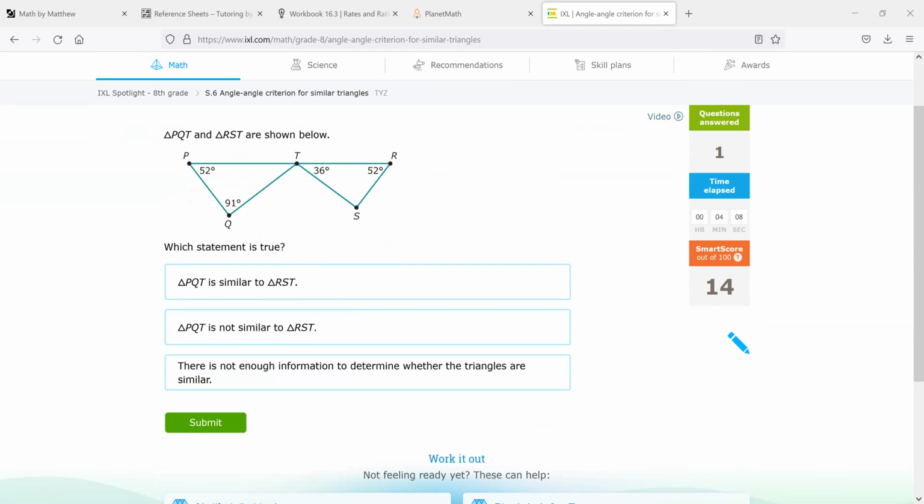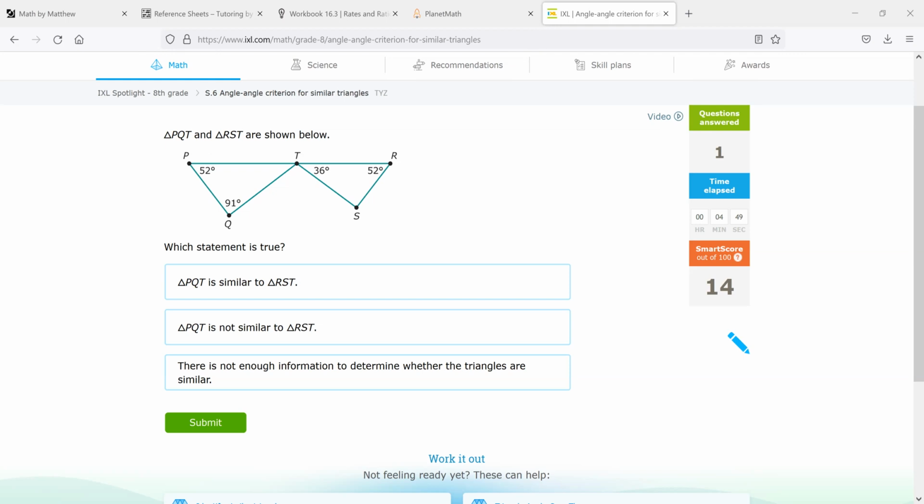Let's look at the triangle on the left. The triangle on the left is PQT, P to Q to T. I want you to find this missing angle T right over here. To do that, you have to remember what the three angles in a triangle add up to. It's 180. So 180 is the sum of the three angles: 52 plus 91 plus the missing angle.